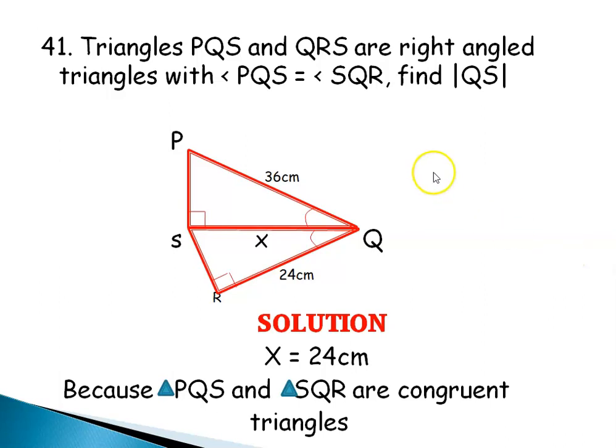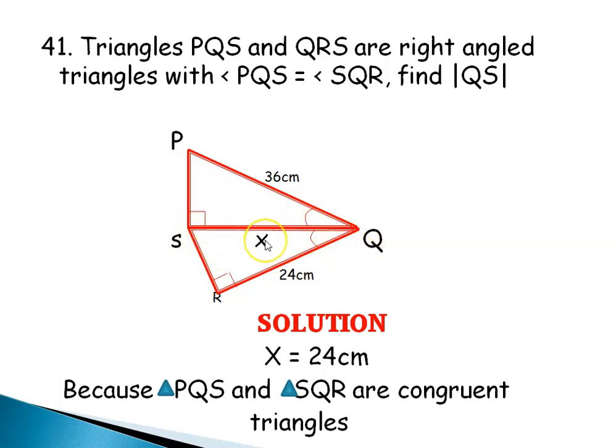Question 41. Triangles PQS and QRS are right angled triangles with angle PQS and angle SQR being equal to themselves. Find the side QX. So this is the diagram PQS. So this angle is equal to this angle, and then you're asked to find the value of your QX.